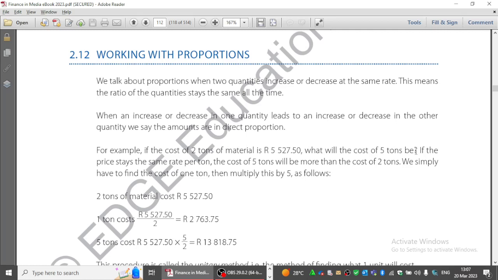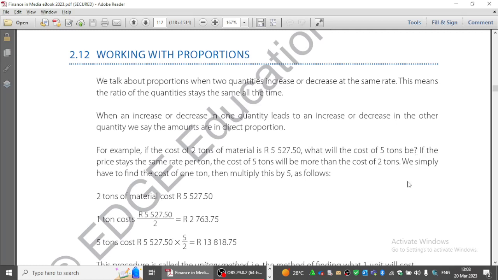So the way we can work this around is through proportion. Through proportion, if the price per ton remains the same, the cost of 5 tons will be 5 times the price of 1 ton. So if the price stays the same per ton, the cost of 5 tons will be more than the cost of 2 tons. We simply have to find the cost of 1 ton, then multiply this by 5.